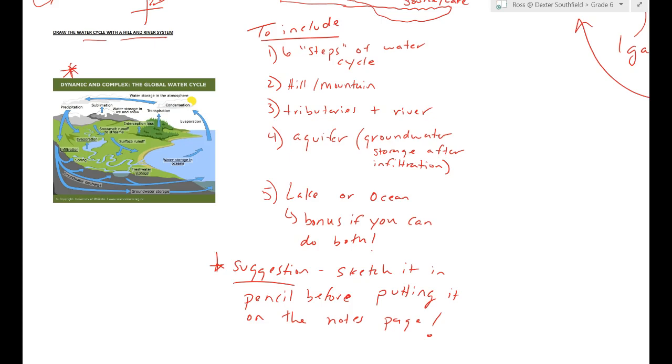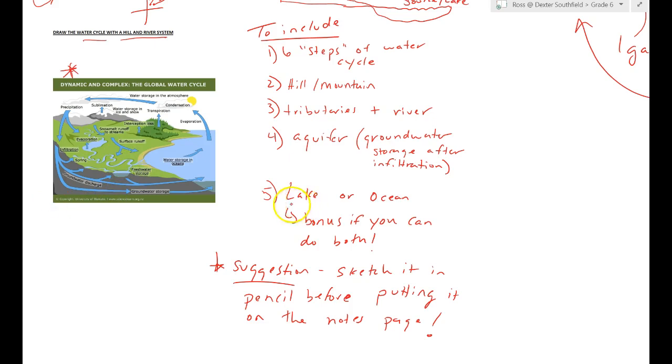You should have a hill or a mountain, just like this, or this, or this. You should have tributaries and a river, right? So you should have smaller little tributaries that then combine into one bigger river. You should have an aquifer, meaning you should have some underground storage, meaning like down here. See how there's a little underground stream and another underground stream, and you've got this little underwater lake there. You could draw in something like that.